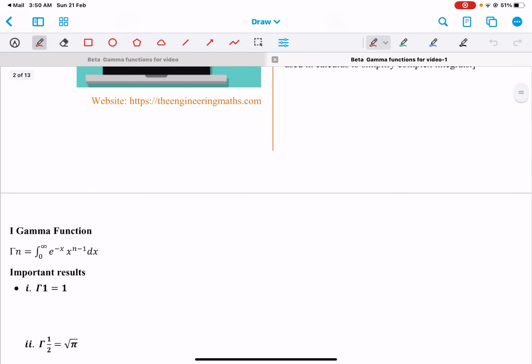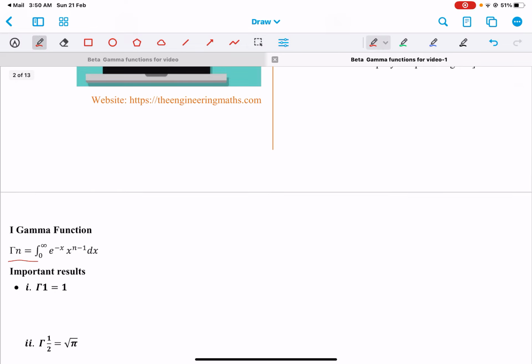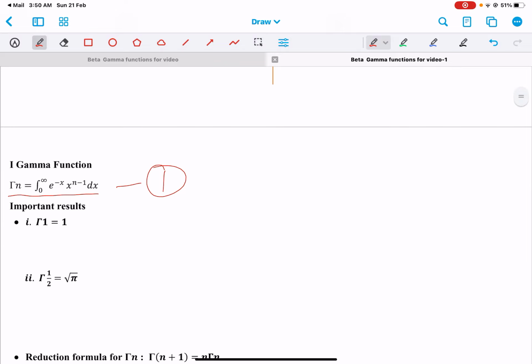So the gamma function is defined by equation 1. Gamma n is given by the integral 0 to infinity e to the power minus x, x to the power n minus 1 dx. Here are some important results.